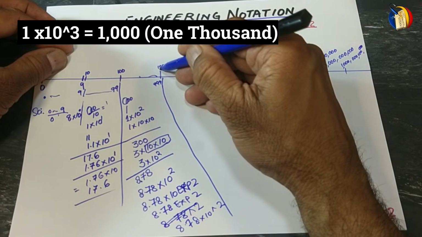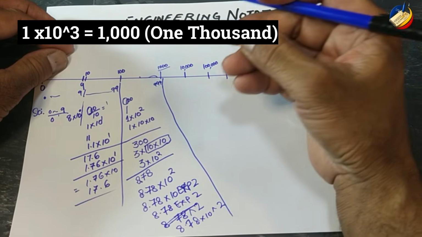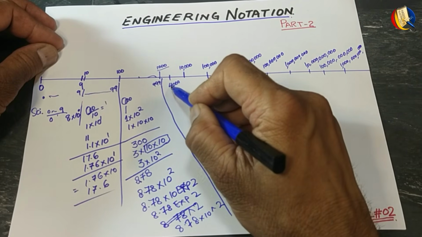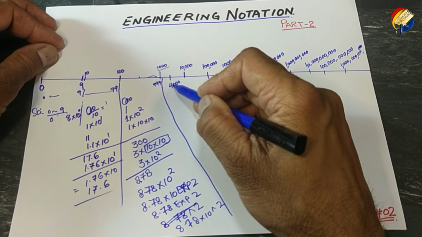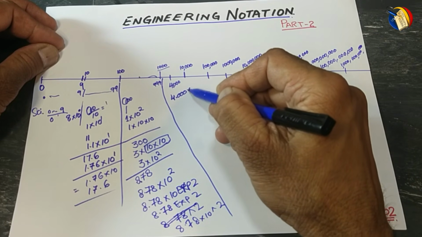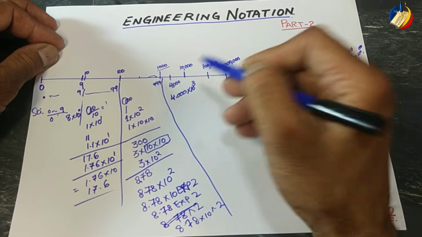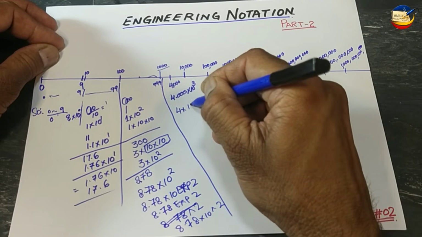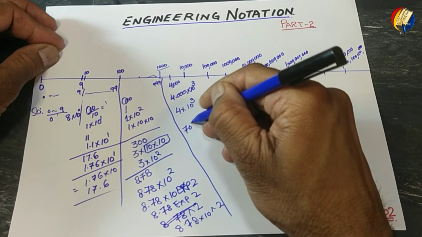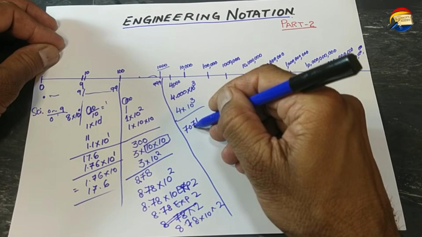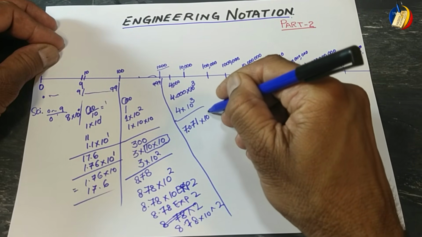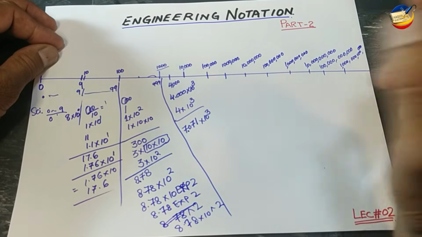When we have 1000, it is 10 raised to the power 3. Let's say we have 4000. We place the dot after the first digit, 1, 2, 3 here. That means 4.00 multiplied by 10 raised to the power 3, or 4 × 10 raised to the power 3. If we have 7071, 1, 2, 3 here the dot, and we place 10 raised to the power 3. It is scientific notation.